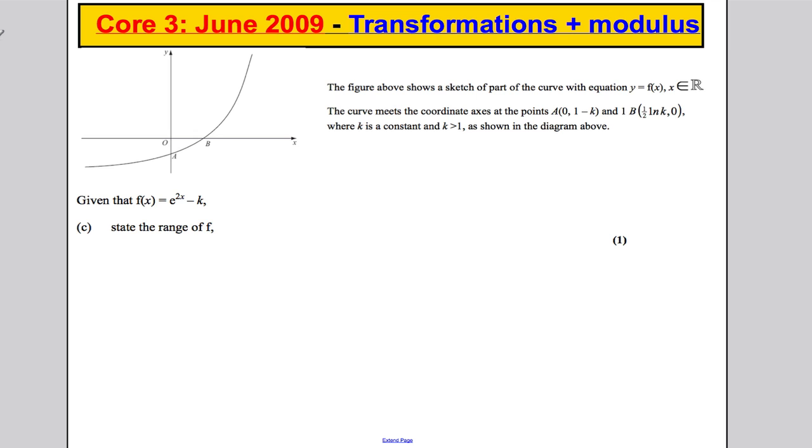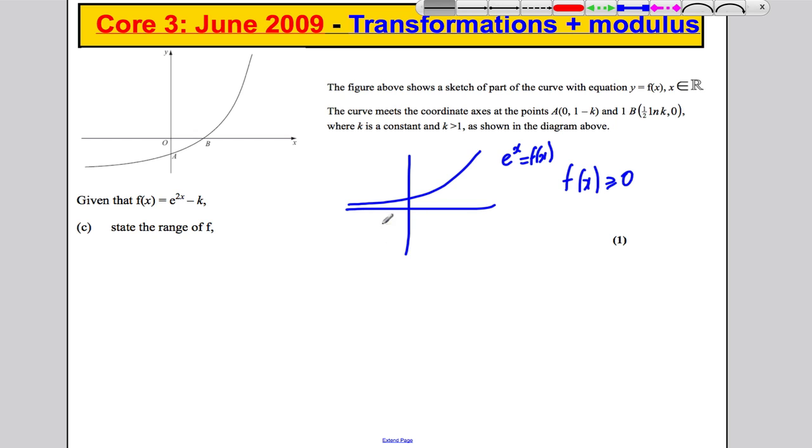Next part. Given that f of x is this, state the range of f of x. Okay, that's f of x. What's its range? Well, remember, just a normal e to the x graph is like that. And its range is, if that was f of x, f of x is bigger than or equal to 0. Now, this is like an e to the x graph, apart from it's e to 2x, which just means it's steeper. But it's been shifted down by k units. So where it asymptoted to y is 0, it now asymptotes with y is negative k.